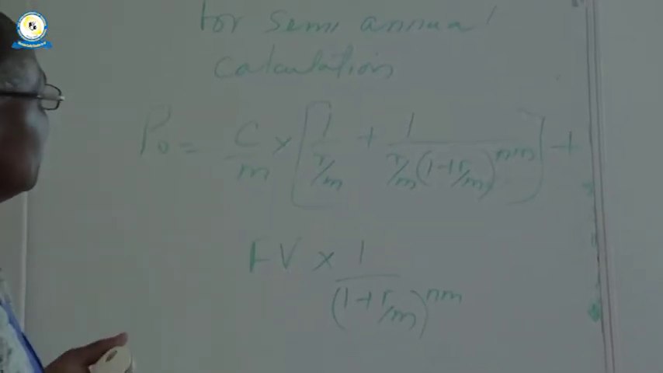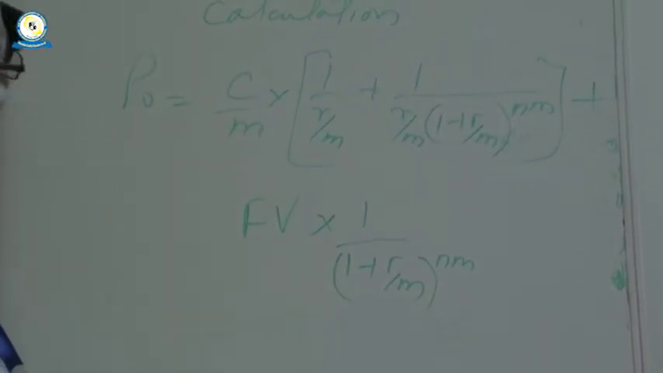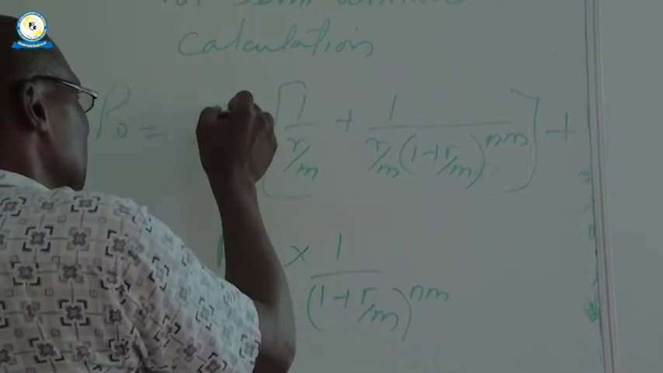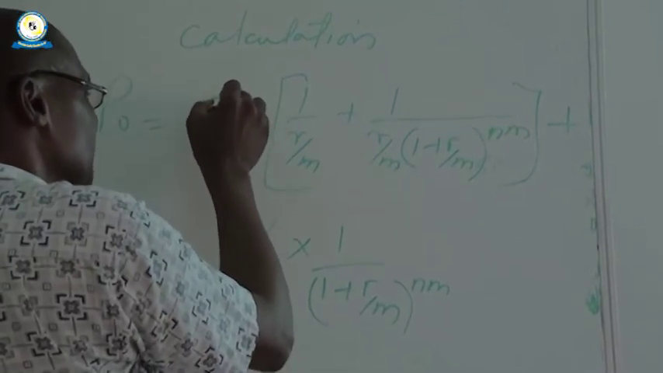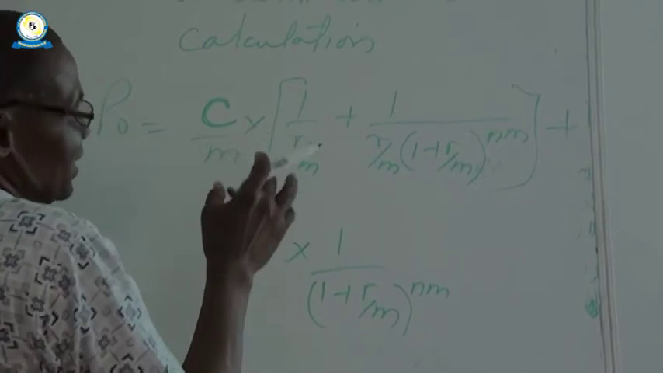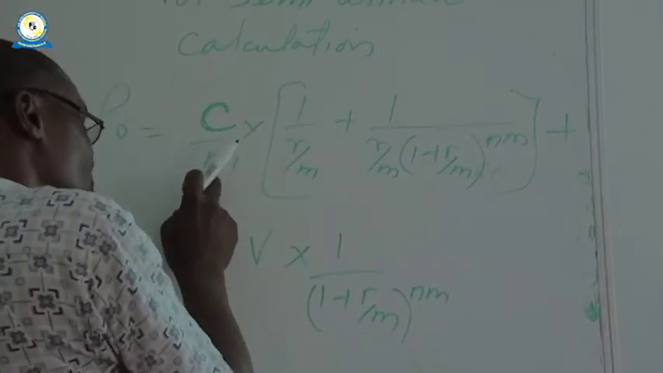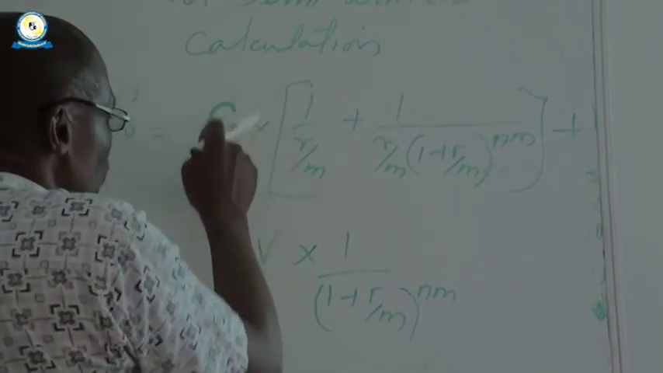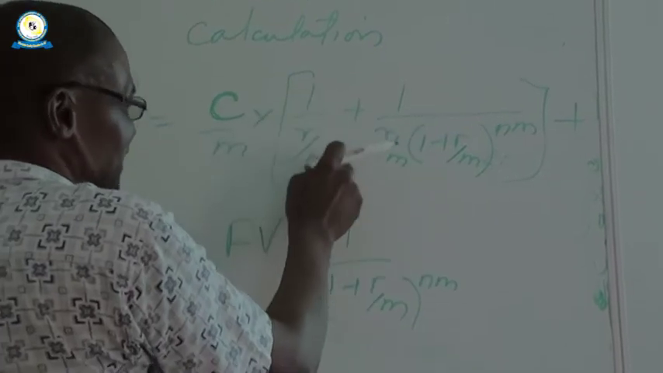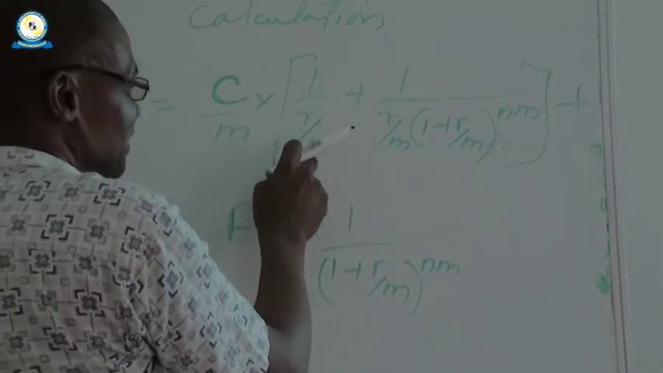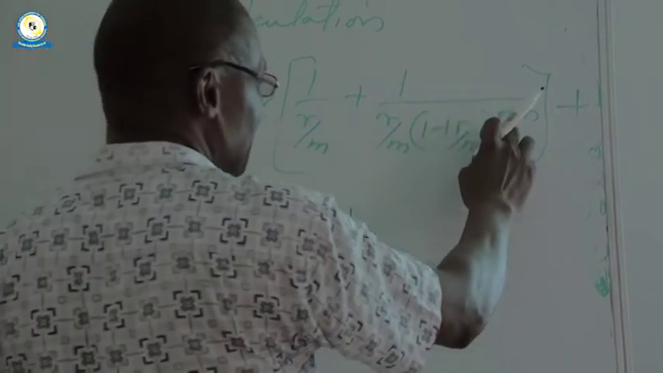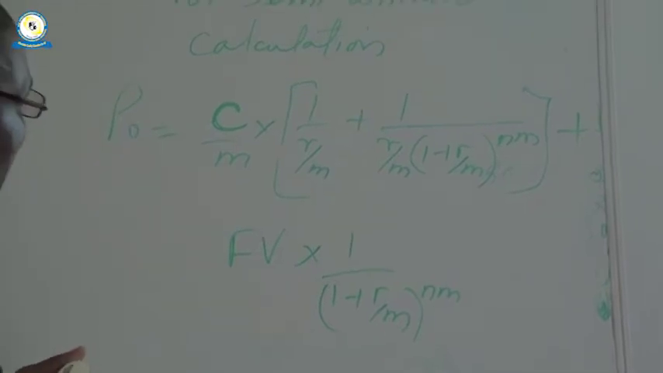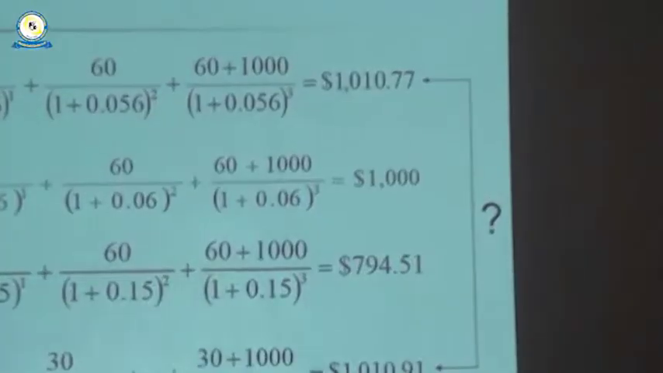So it is almost the same as the annual calculation, where we divide the rate by the frequency. If it is semi-annual, we divide by 2. If it is quarterly, we divide by 4. So we divide the rate by the frequency, and we multiply the period by the frequency. That is how we use semi-annual.